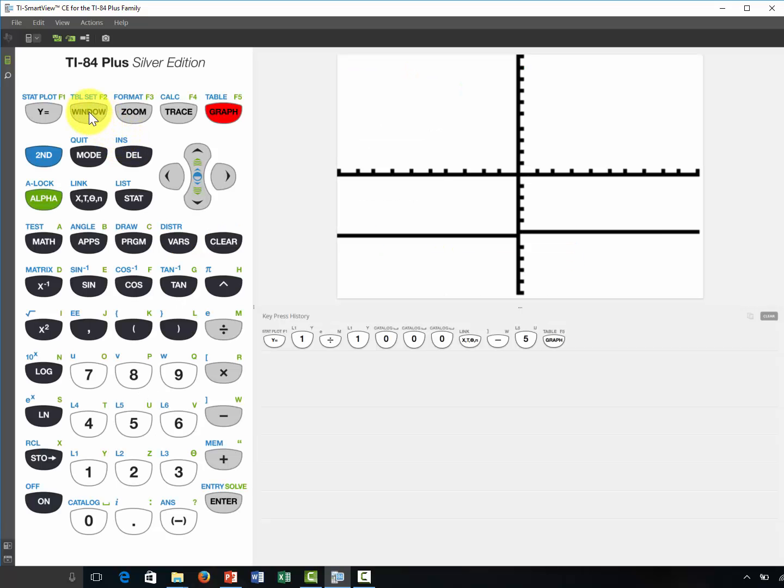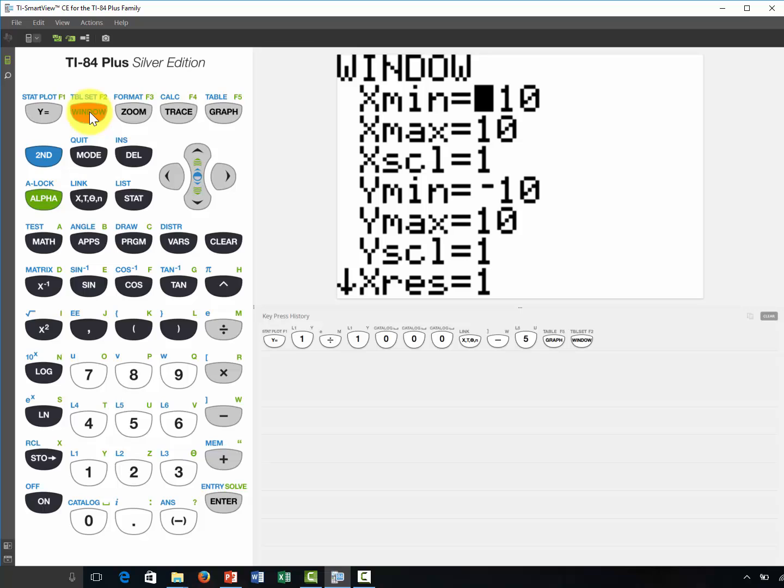So I'll go to the window key. The x-intercept is 5,000. So I want the x-min to be smaller. I want the x-max to be a little bit larger. To see the y-intercept, I'm going to let x-min not be 0 because I won't be able to see the axis, but negative 500. Now why am I choosing negative 500? Because the x-intercept's 5,000. My x-scale is going to be a large number. I'm going to use 500. Therefore, to see the y-axis, I need to be to the left of 0 by 500.